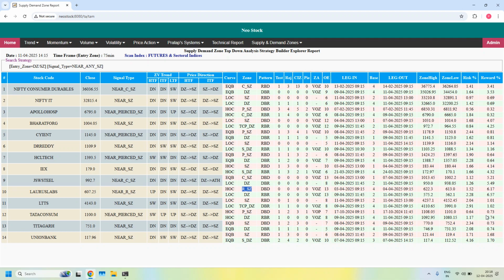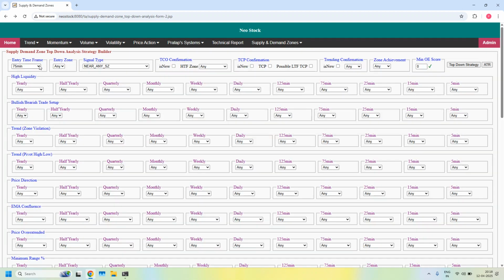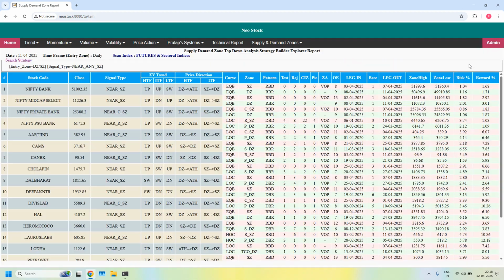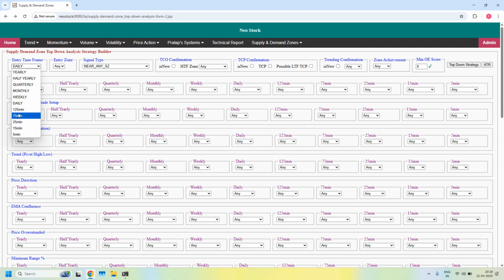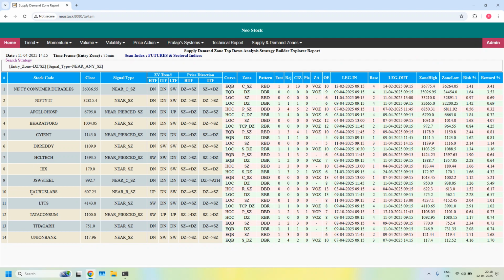Laurus Labs we also got in the daily high liquidity supply zone, right? Let us check in daily. See, in daily also it is near, which means probably the 75 minute zone might have overlapped with the daily supply zone. See here, Laurus Labs is near the 75 minutes high liquidity supply zone, and also near the daily supply zone. We have this Laurus Labs.